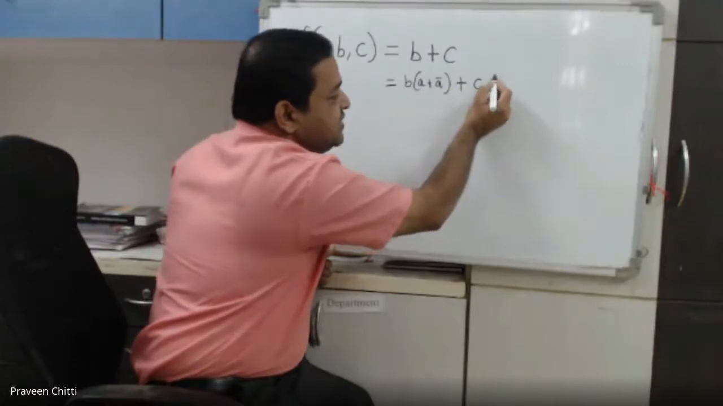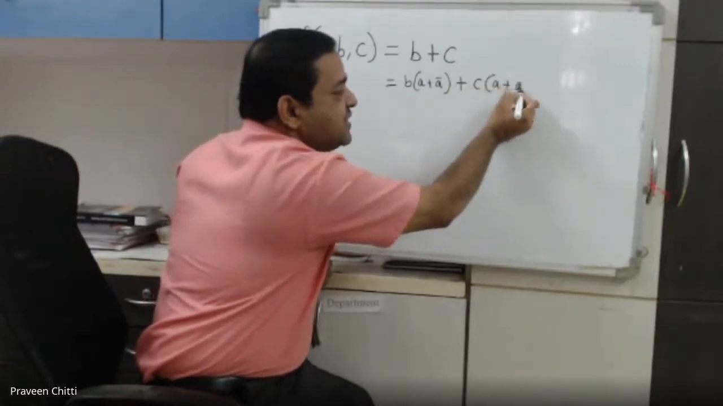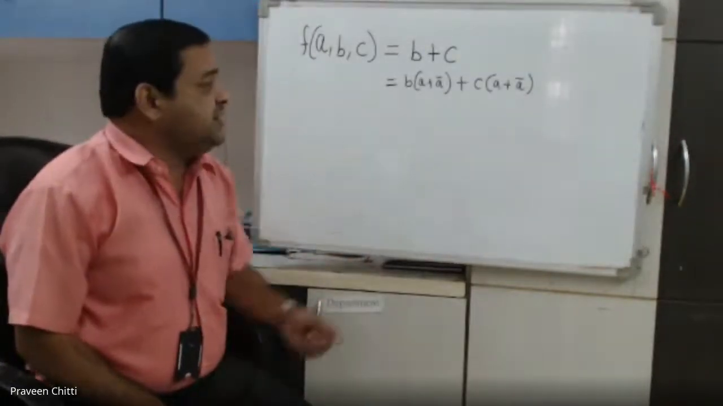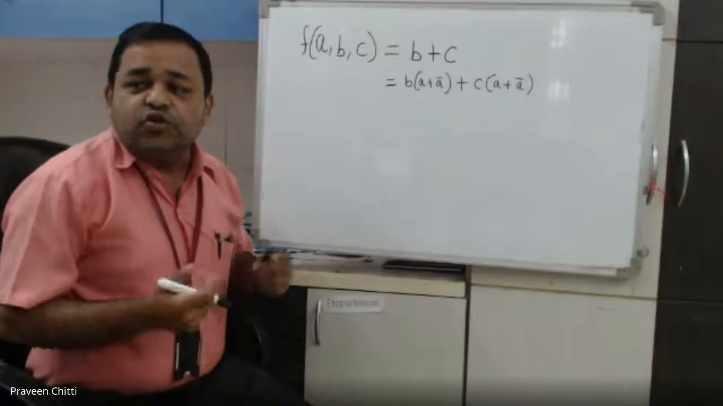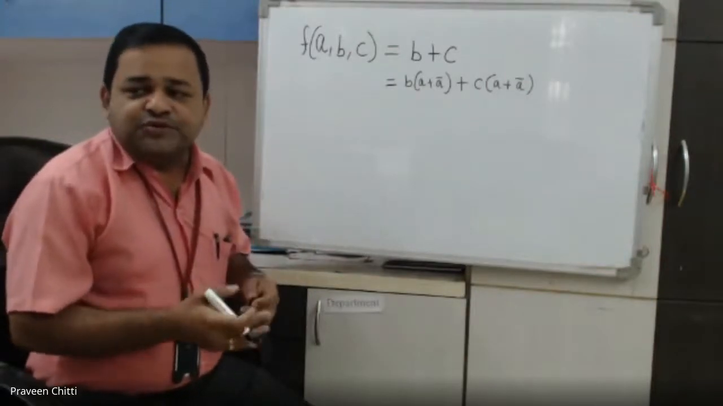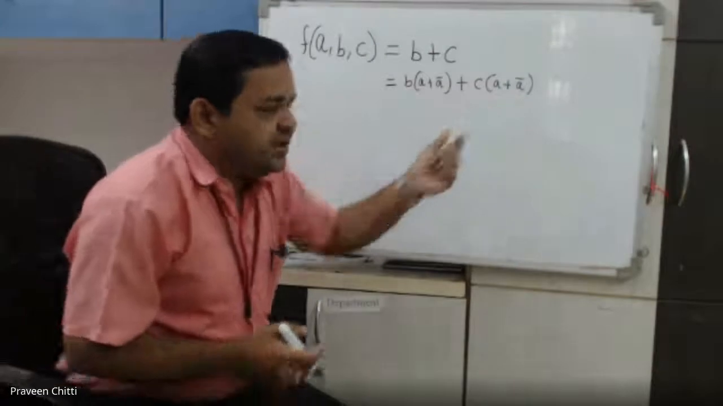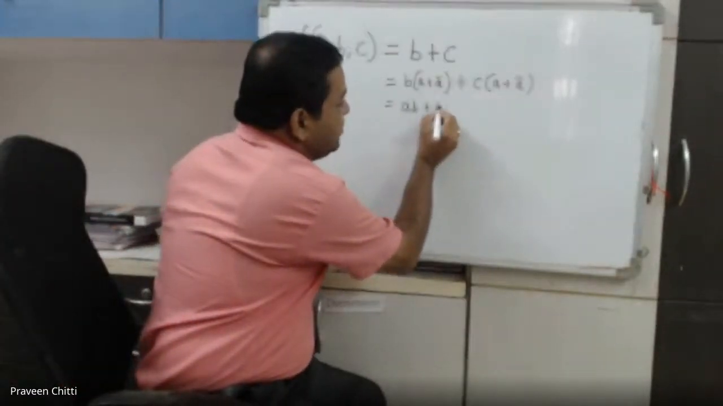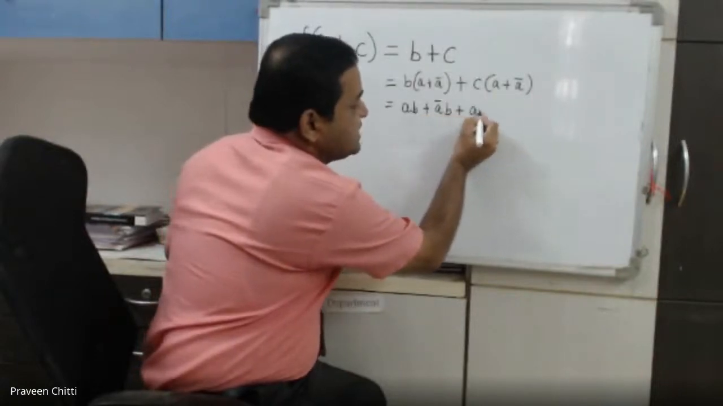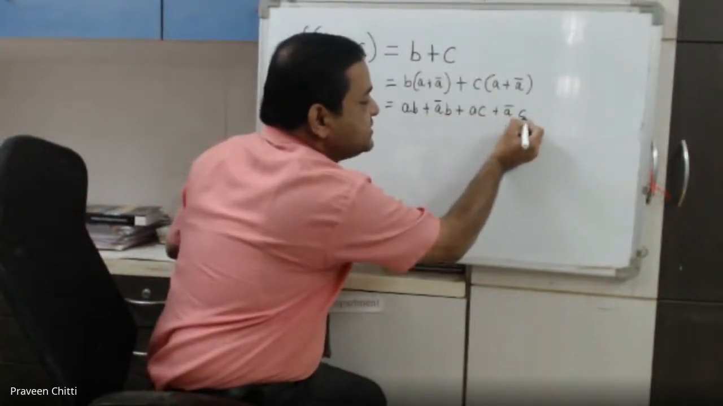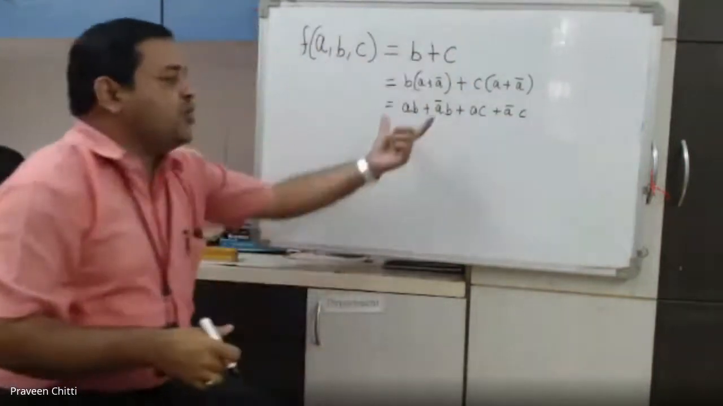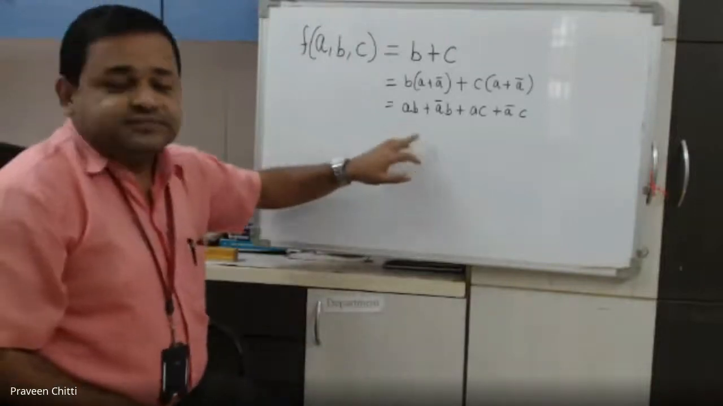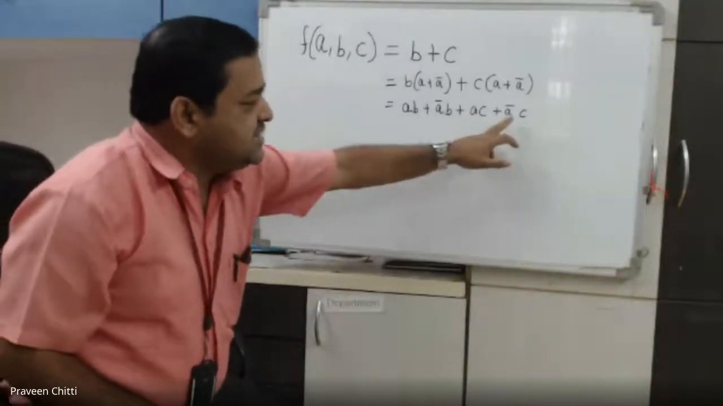Similarly, for C, A is also missing. I will write it as A plus A bar. Is that clear? In the first step, whatever term is missing, you introduce one by one, not both at a time. I have introduced A now. We will simplify it: AB plus A bar B plus AC plus A bar C. Initially there were two terms; now we got four: AB, A bar B, AC, A bar C.